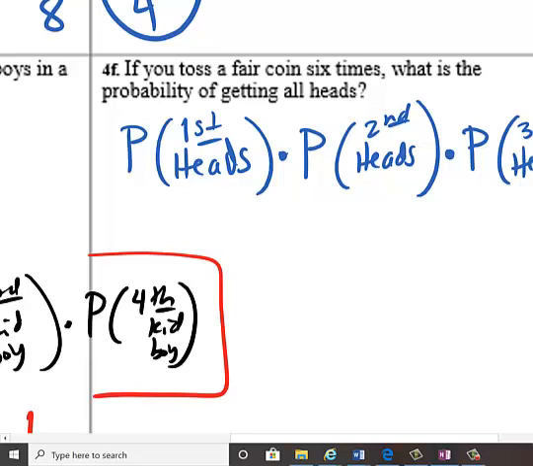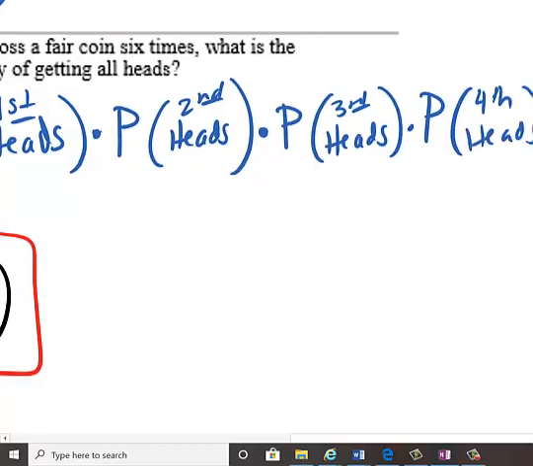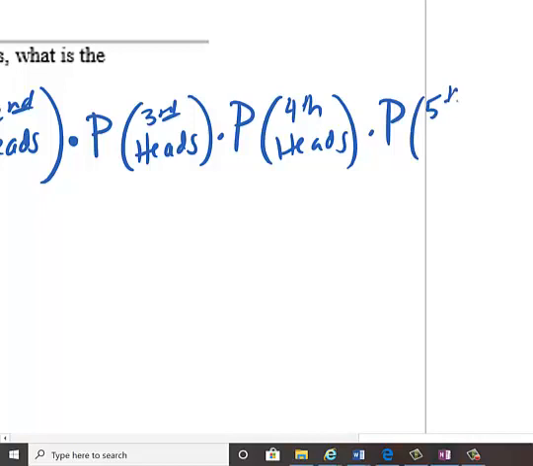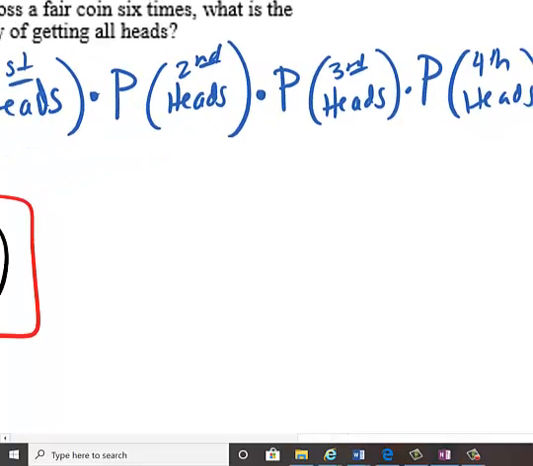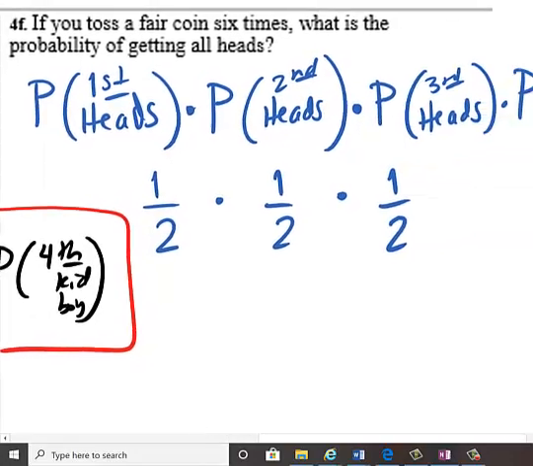So this one, you don't have to write all this out. This is just in case it helps. 4th being heads times the probability of the 5th being heads. Holy crap. Heads. Okay, and then there were 6. Thankfully, that's my last one. 6 being heads. Okay. There we go. And since it's a coin, there's only 2 sides, one of them being heads, right? So I have a 1 out of 2 shot here for each of these.